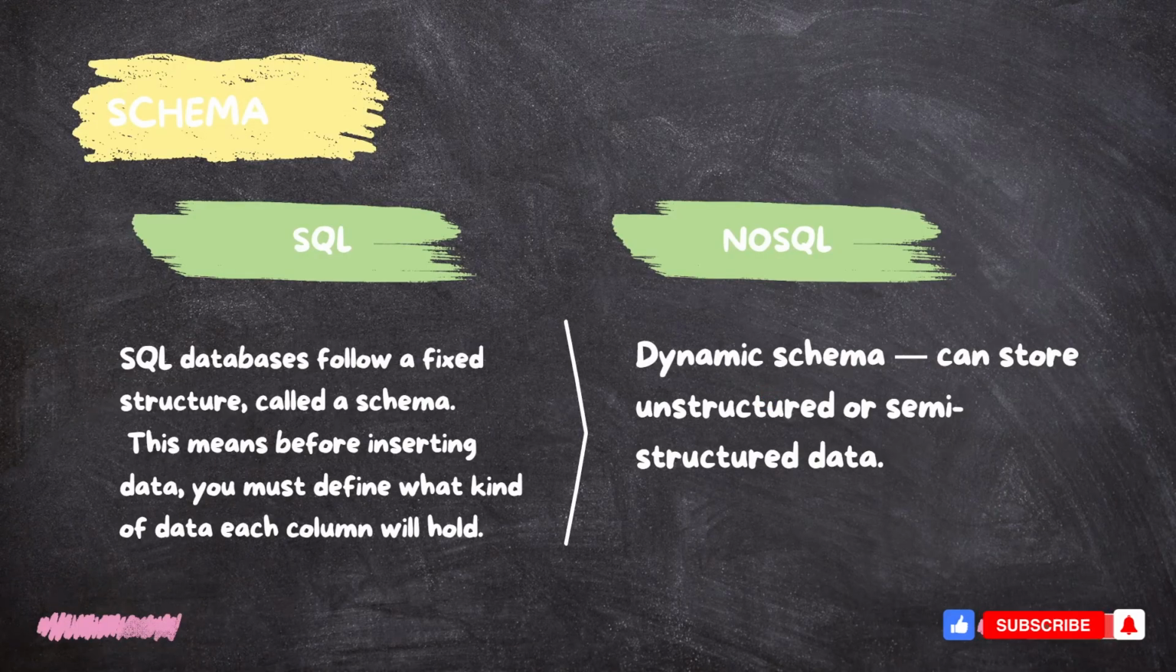Now, when it comes to schemas, SQL is a fixed structure, so it is called schema, where when inserting data, we have what kind of data each column will hold. And when we come to NoSQL, it contains a dynamic schema, where it can be stored in unstructured and semi-structured data.